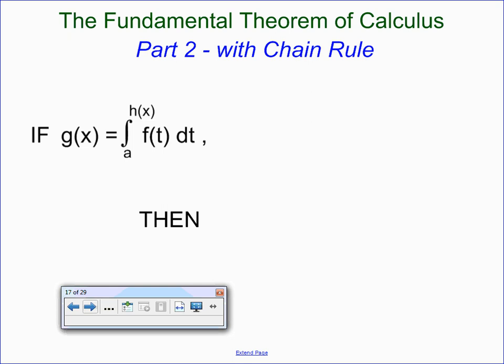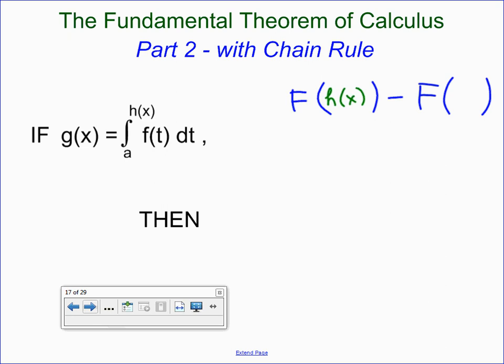However, I do know that if I could find an antiderivative function for little f, I would call it big F. And I would evaluate it at my upper limit, and I would evaluate it at my lower limit. In this case, my upper limit is a composite function. It's not just x, what is it? Well, it's h of x.